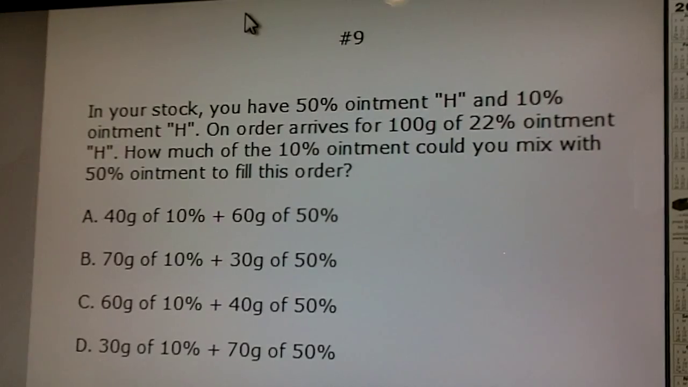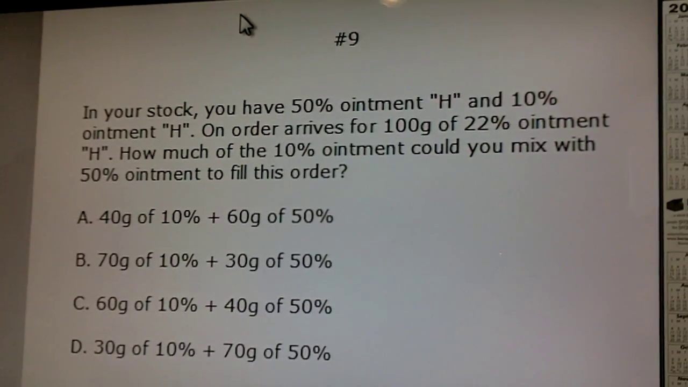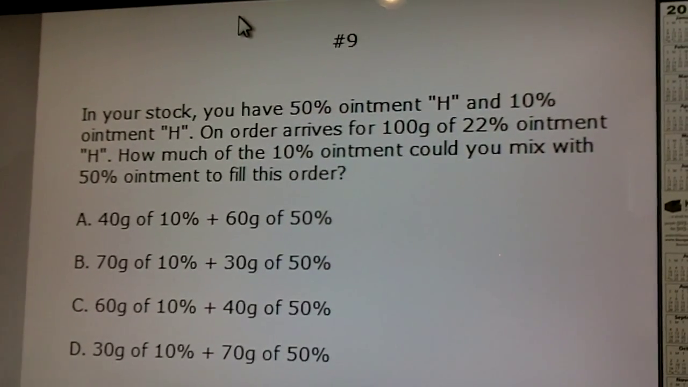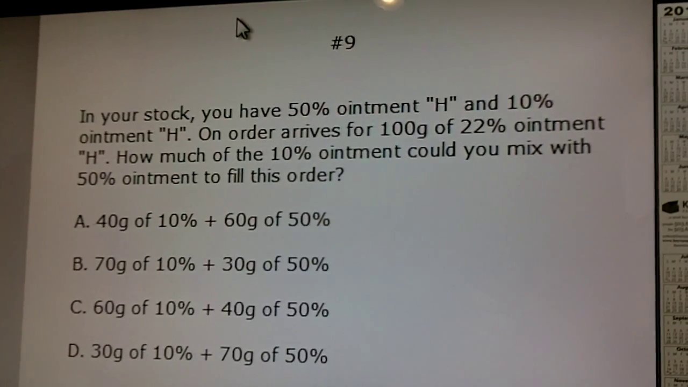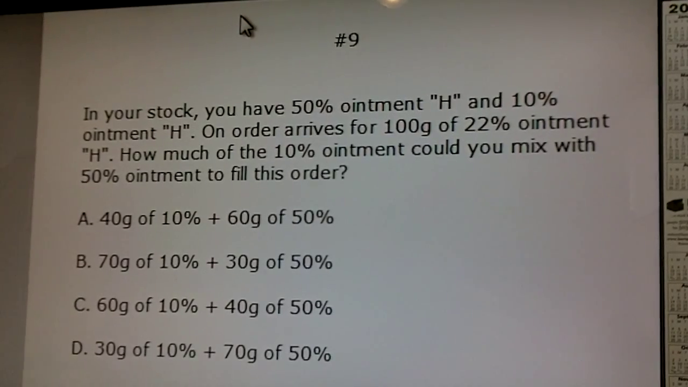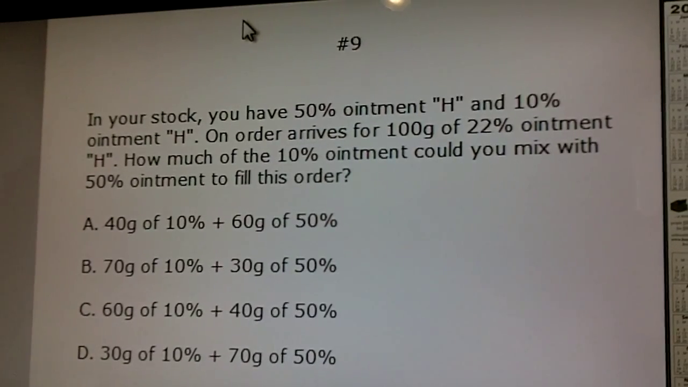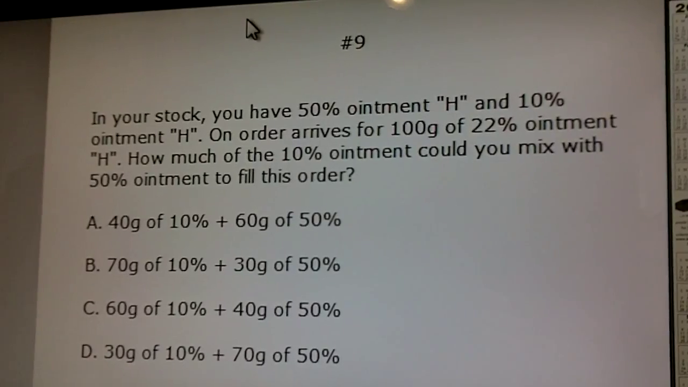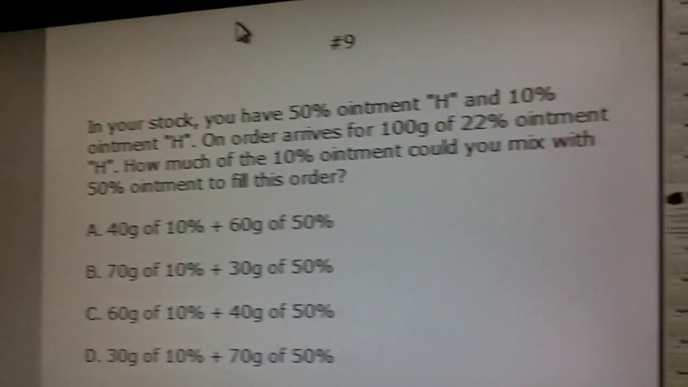It's an alligation question, and it asks: you have 50% ointment H and 10% ointment H in stock, and you get an order for 100 grams of 22% ointment H. How much of the 10% and the 50% will you use to fill this order? Since you have a higher and a lower percentage strength, you're able to use an alligation. So let's go to the whiteboard and write this all out and figure it out.